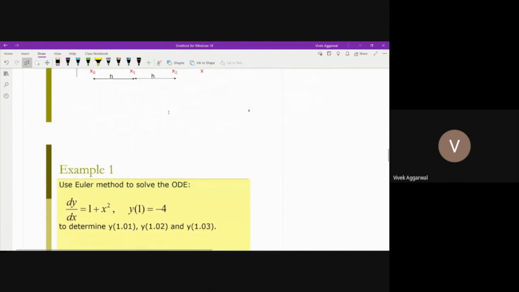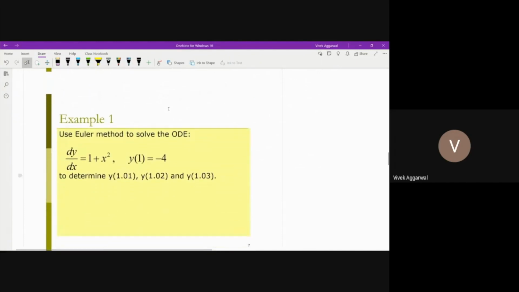Now we can apply this Euler method to a very simple ODE. So this is dy/dx equal to 1 plus x squared, and my initial condition is given to me. Now I want to find y at 1.01, 1.02, and 1.03. It means that I want to find this value at 1.01.